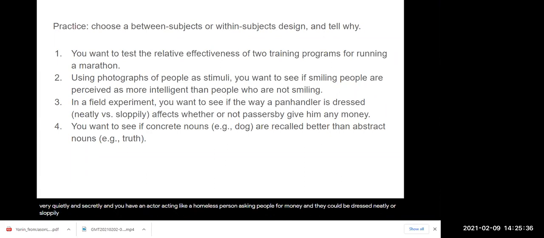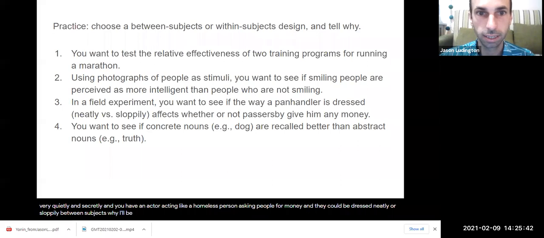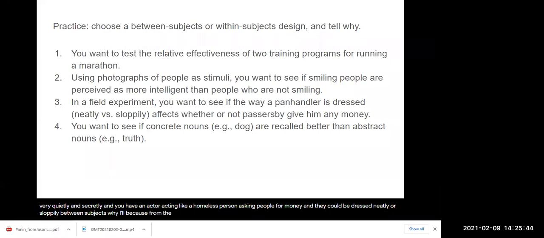I would say between subjects. Why? Because from last semester we learned about continuity. Maybe the feeling of the first time they help someone, so the next time there could be bias and errors, because they feel like, okay, the first time I helped someone, so the second time I would love to help someone too.